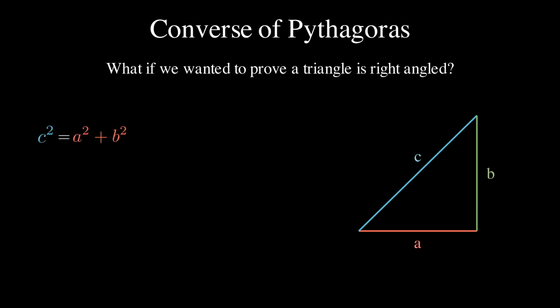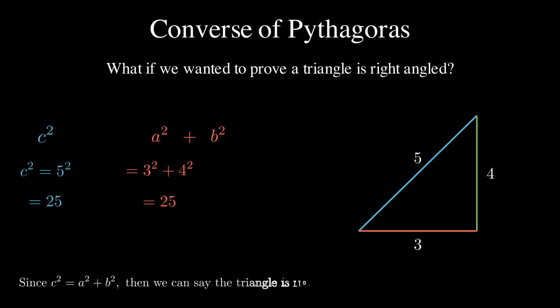So all we do, since we want to prove it, is split the formula up into c squared and a squared plus b squared. So c is 5, a is 3 and b is 4. Sub these numbers in separately. So by doing this we can see that c squared is equal to a squared plus b squared. Therefore we can say this triangle is right angled.